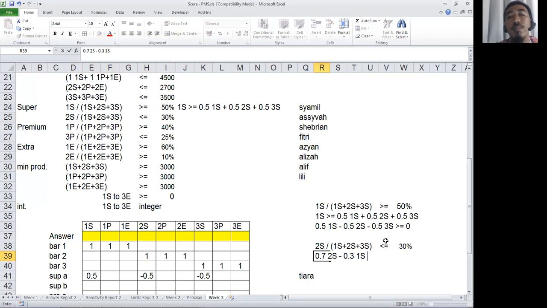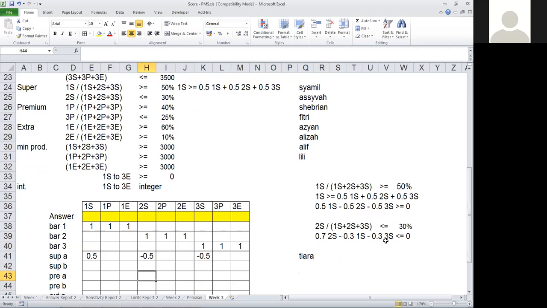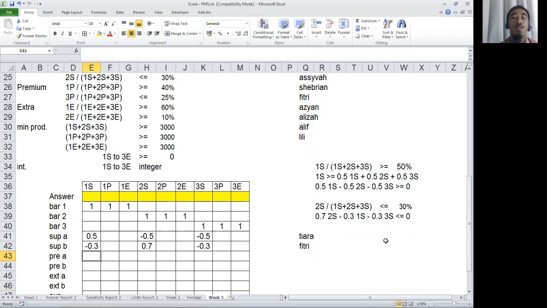1S, yes. Then minus 0.3. 3S. Yeah, okay, like this. This should be less than or equal to 0, so we put it here. 1S is minus 0.3, 2S is 0.7, 3S is minus 0.3. Okay, premium A. Let's just put it here.